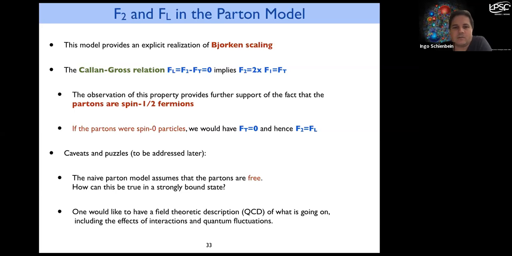which is an exercise on the following slide. So there are some puzzles to be addressed later. The naive Parton model assumes that the partons are free, and how can this be true in a strongly bound state? And second, one would like to have a field theoretic description within QCD of what is going on, including the effects of interactions and quantum fluctuations.